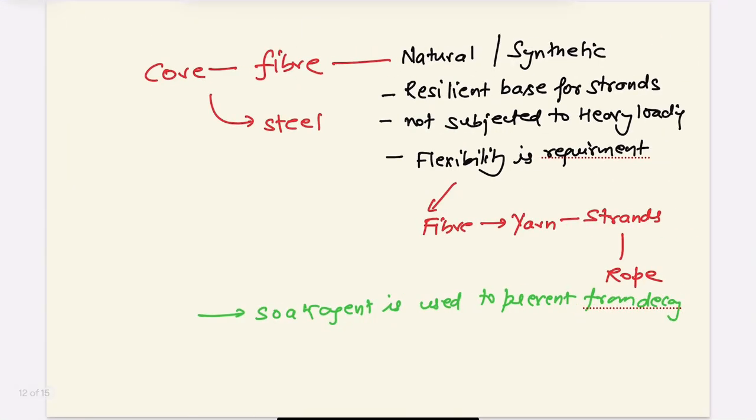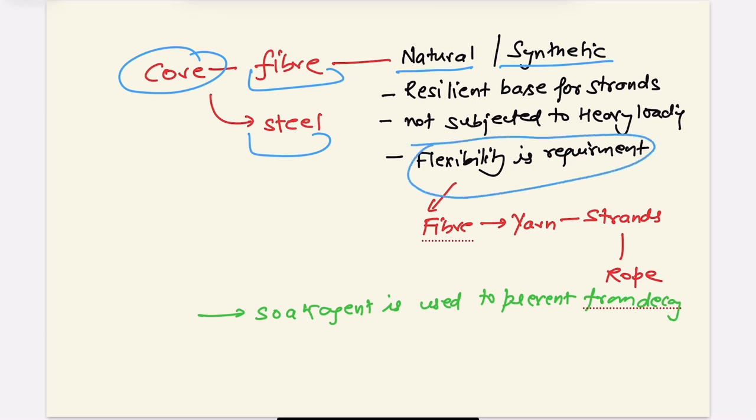Okay, now the core. Now we move to the core. The core is made either of fiber or of steel. When it is made of fiber, it is made of either natural fiber or synthetic fiber. Okay, if something is made of fiber, then it has more flexibility. So whenever there is a flexibility requirement, we go for the fiber core. Okay, the central core is called fiber.